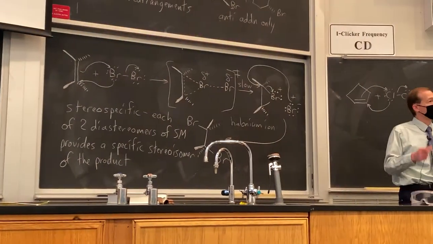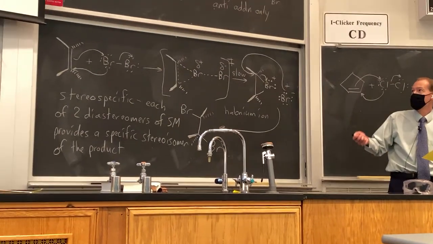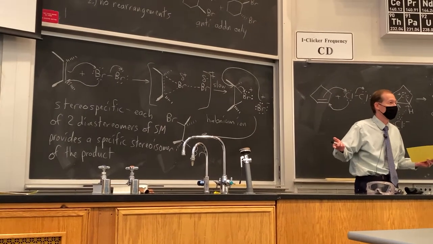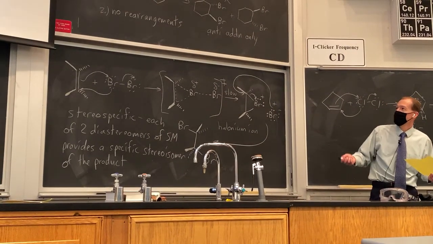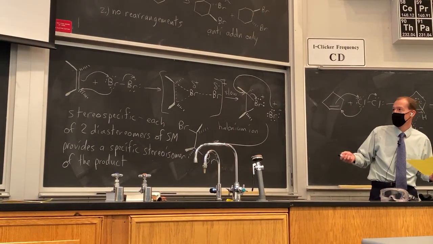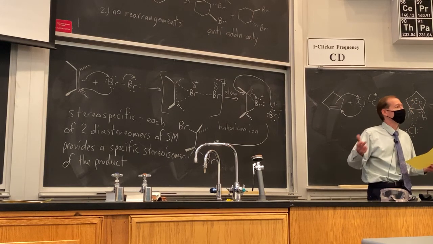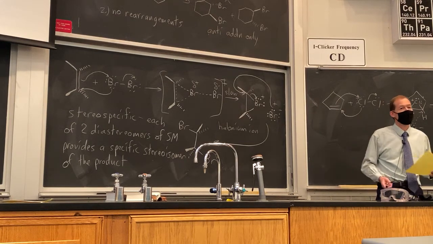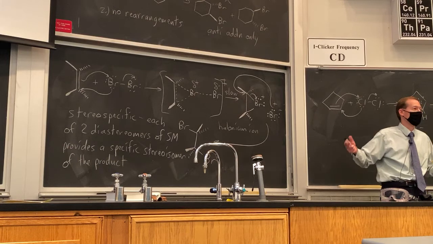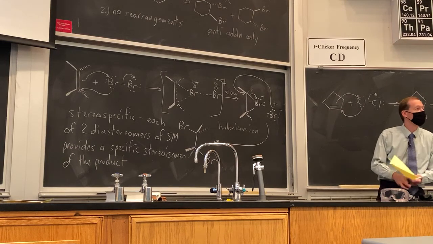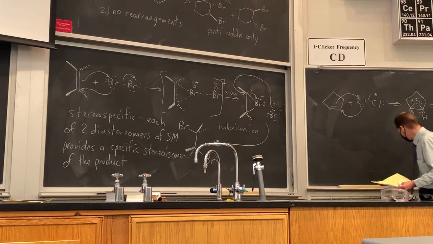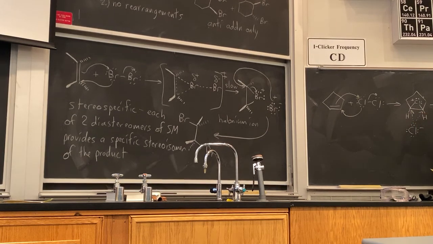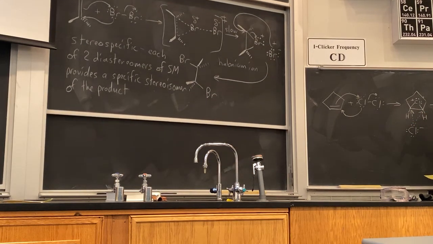Yes, but that depends exclusively on which isomer of the starting material you have. So that tells us that the cis is always going to give us the chiral, the trans is always going to give us the achiral. Okay, so there's going to be no crossover there. That's what stereospecific means.